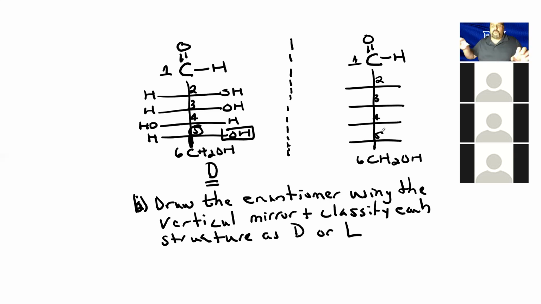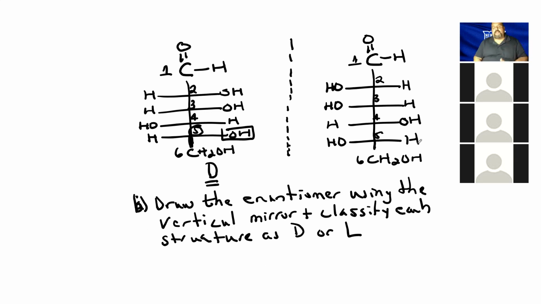All the horizontal groups on the chiral carbons switch sides. So for carbons 2 and 3, we're going to put the OHs to the left. I usually write it as HO. If you write it as OH, it's perfectly fine. I'll assume that you know that the bond is between the carbon and the oxygen. For carbon 4, the OH is going to end up on the right. And for carbon 5, the OH is going to end up on the left.